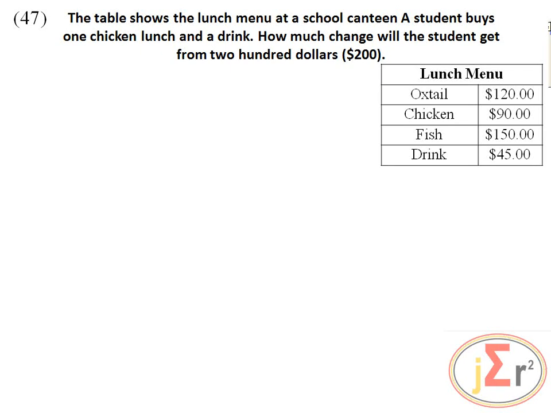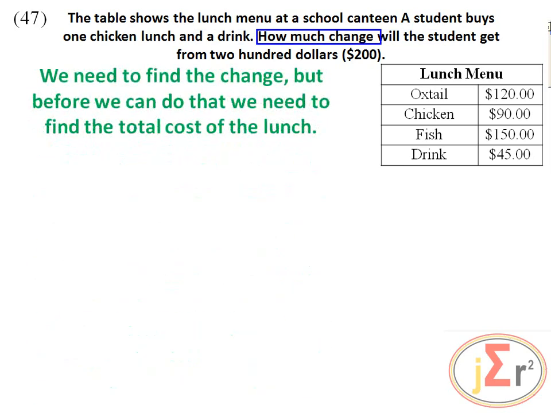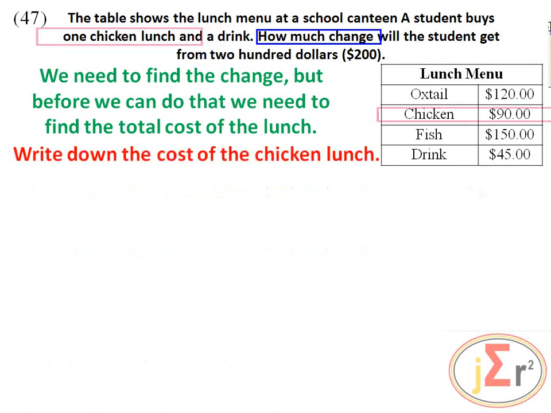1 chicken lunch and a drink. So the operative thing is how much change. We need to find the change. But before we can do that, we need to find the total cost of the lunch. We have to find the total cost of the lunch first. Write down the cost of the chicken lunch, which is what? $90.